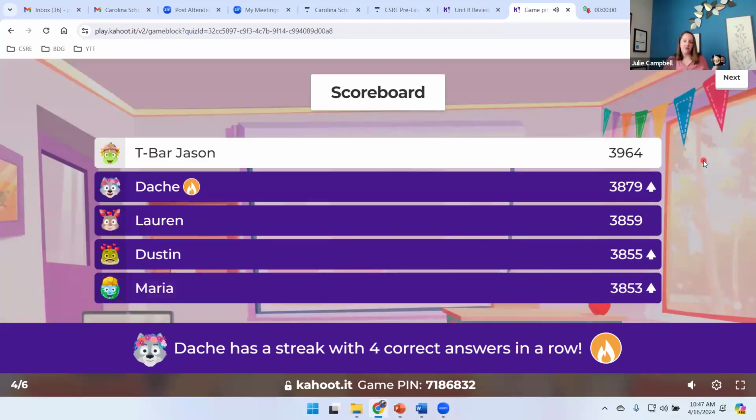T-Bar Jason, Dayosh is on fire this round, up to 2nd place and on fire with 4 correct. Lauren, Dustin's up, Maria's on the board.